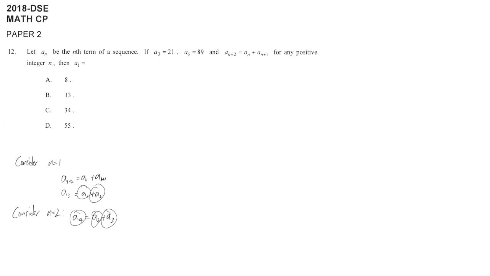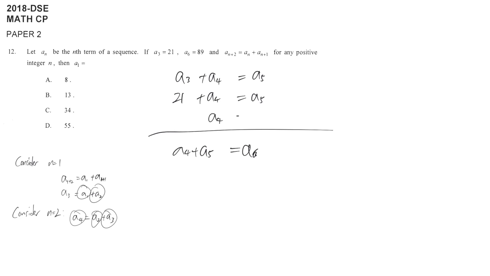So we are going to connect a3 to a6, to see whether we can find some relation. a3 plus the next one should equal the next one. So that means 21 plus a4 is equal to a5. And then if we proceed, a4 plus a5 will equal a6. What is a4? Then we look here. a4 is equal to a5 minus 21. So I replace this item: a5 minus 21, and then plus a5 is equal to a6, which is given as 89.